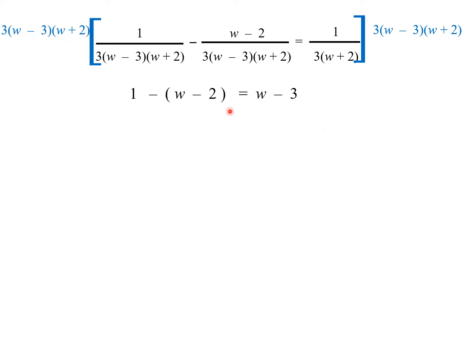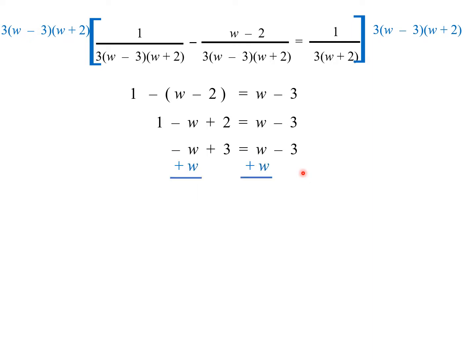All right, now we have to solve this for w. I don't have to factor because it's not a quadratic. That's good. So I have to distribute the negative 1 through that set of parentheses, so I get 1 minus w plus 2. Okay, combine like terms.